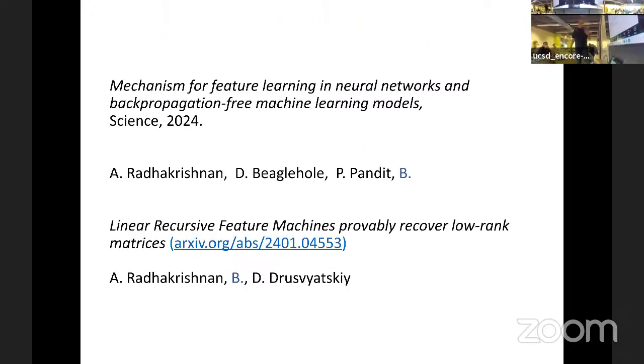That is the premise of what I'm going to talk about, and it's based on these 2 papers. One with Aditya Krishnan, Daniel and Mikhail, where we identify at least part of that mechanism for neural networks. We call it the neural feature ansatz. And the other shows that this idea can in fact recover some classical methods for problems like low-rank matrix completion. And this is with Adit and with Diva Drosvatsky.